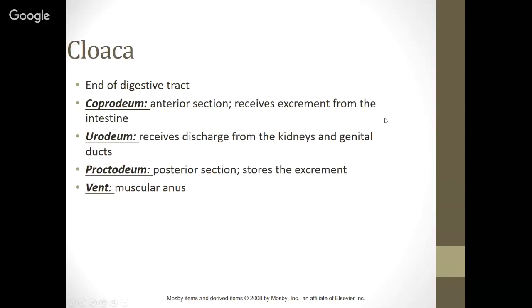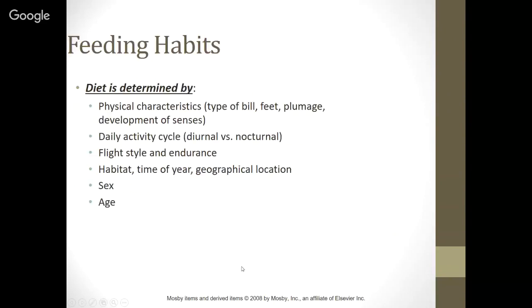The cloaca is the end of the digestive tract. Obviously, it's also the end of the urinary tract and the reproductive tract. So the coprodeum is the anterior section. It receives excrement from the intestine. The urodeum receives discharge from the kidneys and the genital ducts, and the proctodeum is the posterior section which stores the excrement. The vent is what we call the muscular anus.